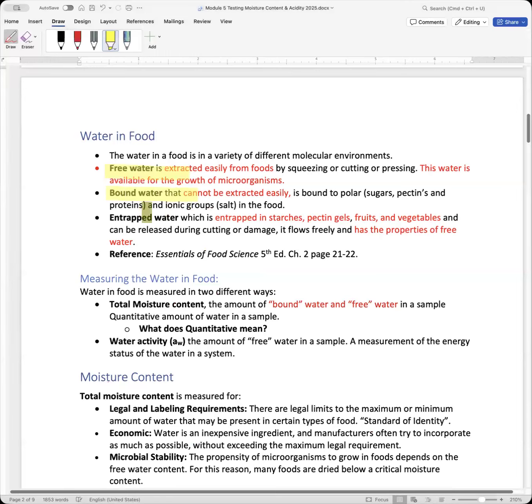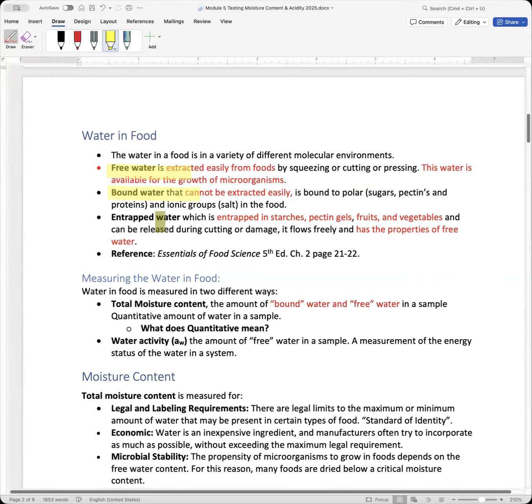Then there is bound water that's part of a chemical reaction. If you remember, we talked about the triglycerides and we talked about hydrolysis and condensation coming together and one molecule being extracted or added. That kind of water that's in a chemical is bound either that way or through a polar reaction like sugars or pectins and proteins and ionic groups. That's bound water. So that water is not available.